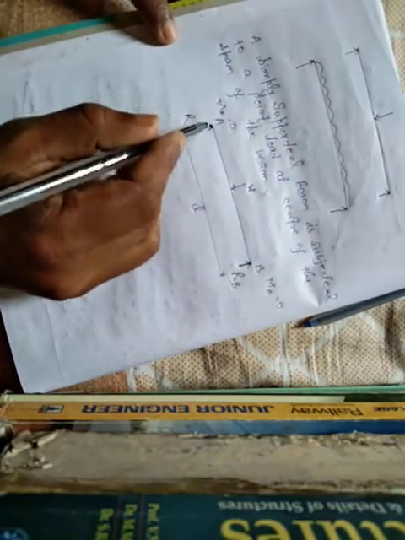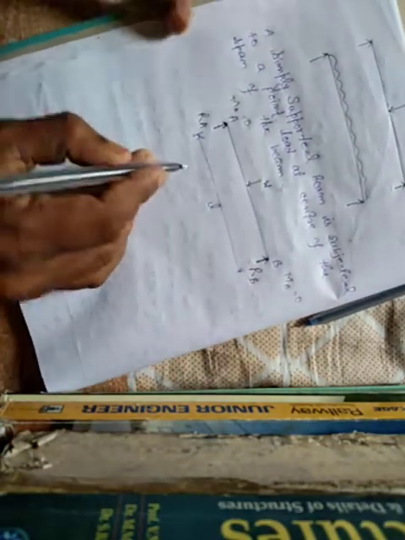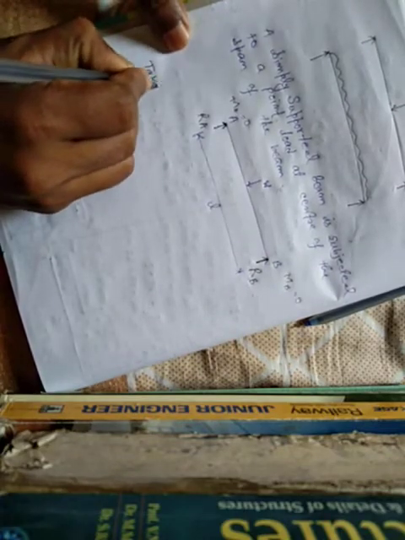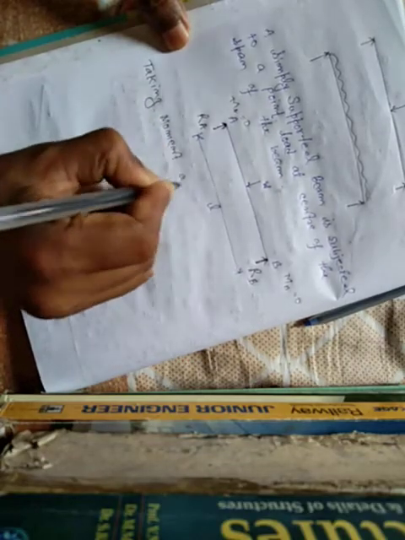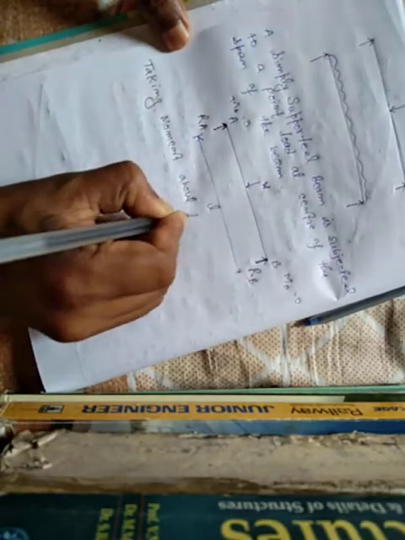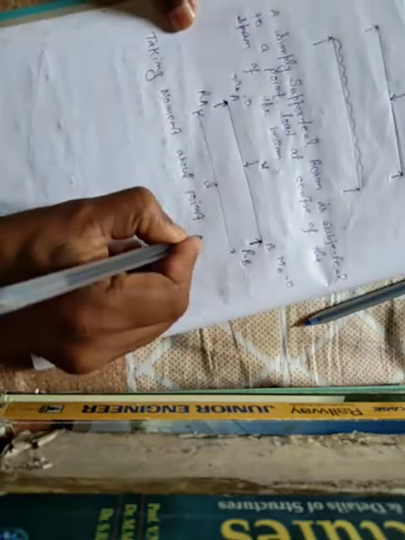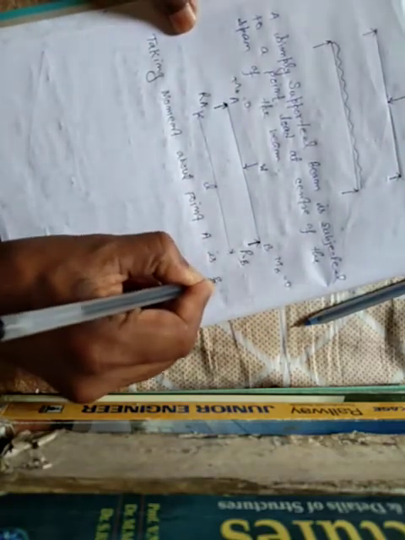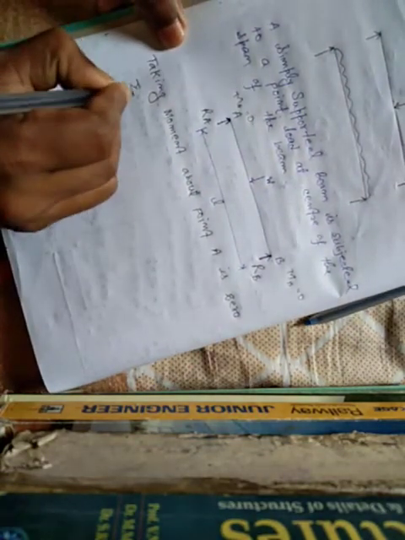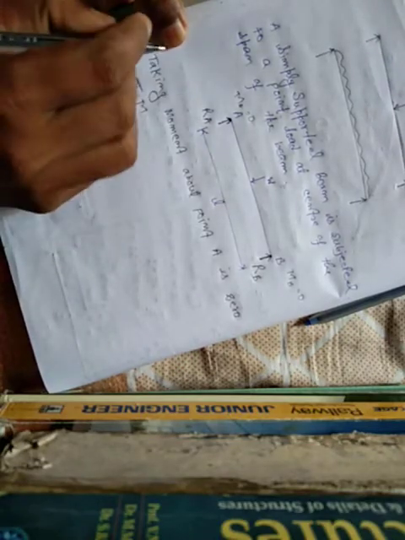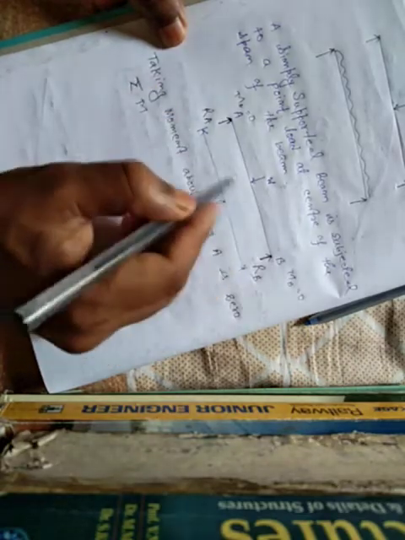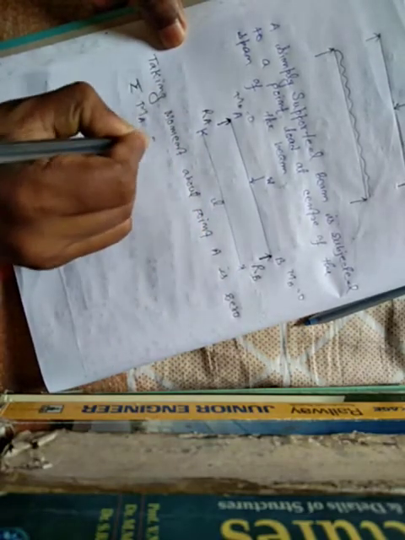Now let me consider taking moment about point A, either point A or point B, is 0. Taking moment about point A is 0. So summation of moments of all the forces at point A is equal to 0.